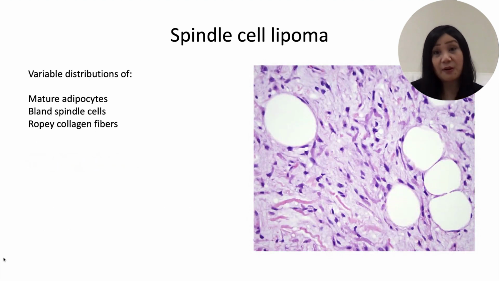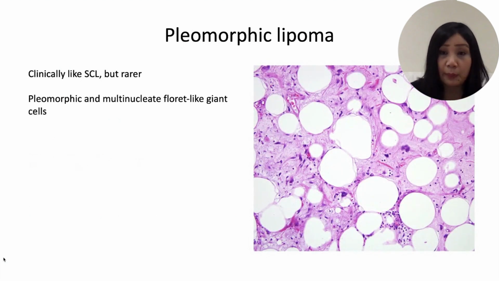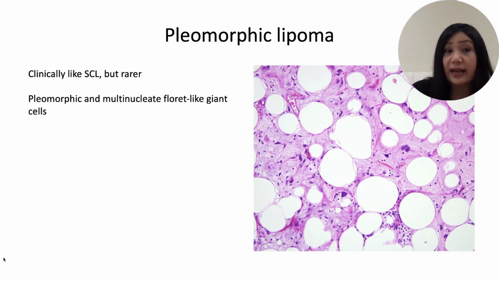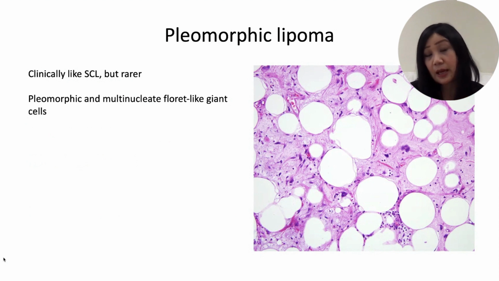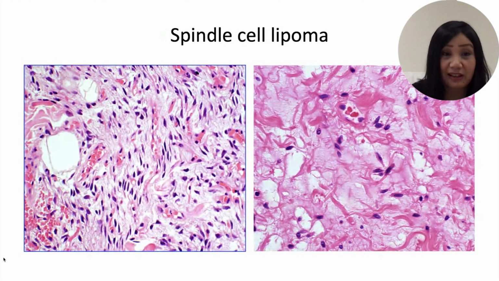Spindle cell lipoma, as we are aware, is composed of variable distributions of mature adipocytes, bland spindle cells, and ropey collagen fibers. Pleomorphic lipoma clinically occurs in a similar distribution to spindle cell lipoma, but is much rarer. So clinically and biologically, it is the same. Genetically, it is the same, but the pleomorphism in pleomorphic lipoma is about the multinucleate floret-like giant cells. We do not see atypia in the spindle cell component. The pleomorphism refers to the multinucleate floret-like giant cells that are intermingled.